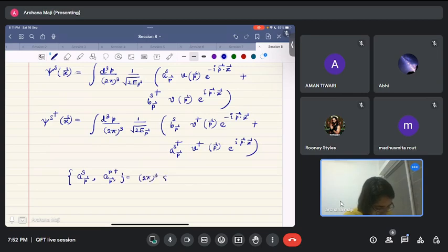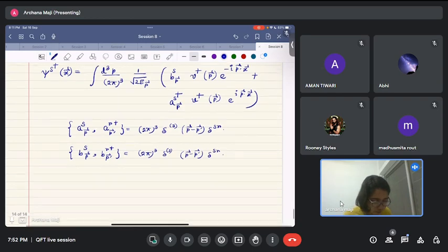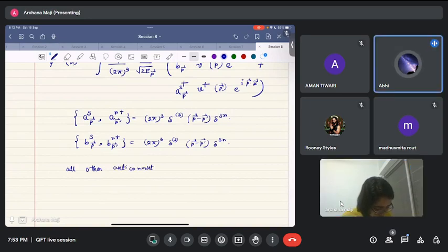Okay, likewise, and all other anti-commutators vanish. So we have assumed the anti-commutation relationship for some particular spinor, and for satisfying that, the operators must satisfy this one.